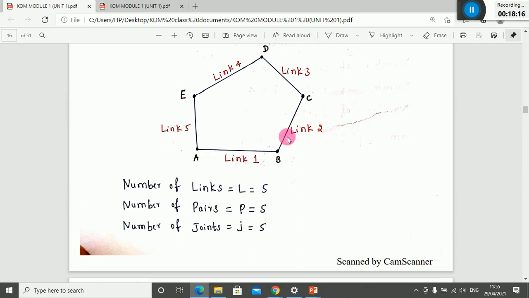And between 2 links, there is a joint. Remember, this joint is called a revolute joint, a rotary joint. It means link 2 can freely rotate about this point with respect to link 1. Link 1 also can rotate if it is not fixed. It means link 3 can also freely rotate about this point C. So all joints are called revolute joints or rotary joints. L is 5, P is also 5, J is also 5.